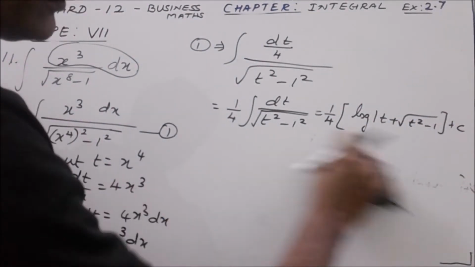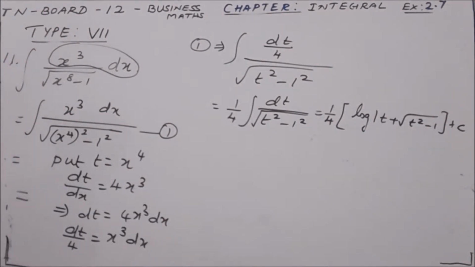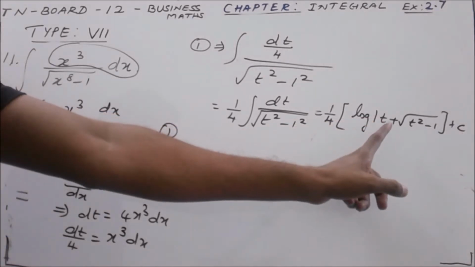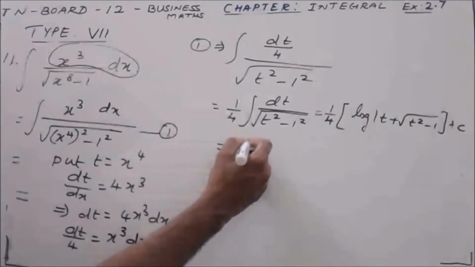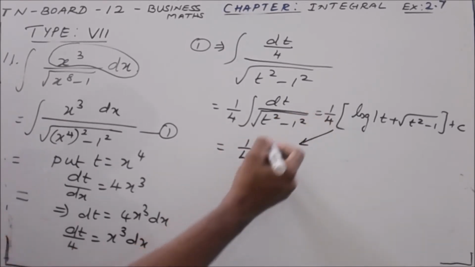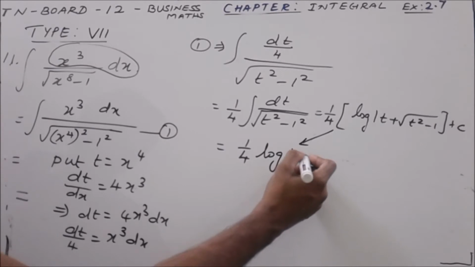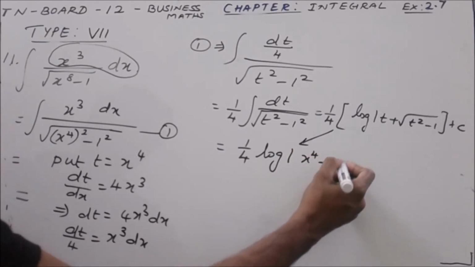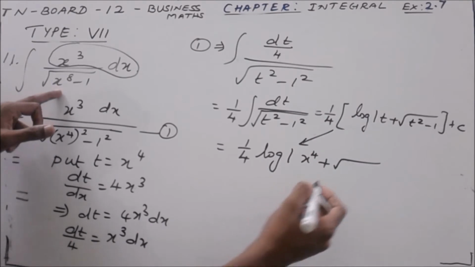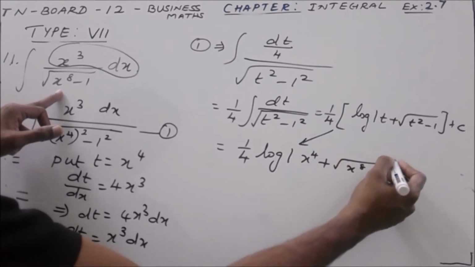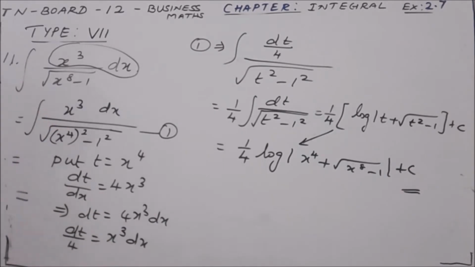Now the question is in x, so the answer will be in terms of x. So substitute t equal to x power 4 in the final answer. That is equal to 1 by 4 log of modulus of x power 4 plus root of x power 8 minus 1 plus the constant of integration c. That's all. This is a very simple thing, but just by giving a substitution of t for x power 4, we will complete it easily.